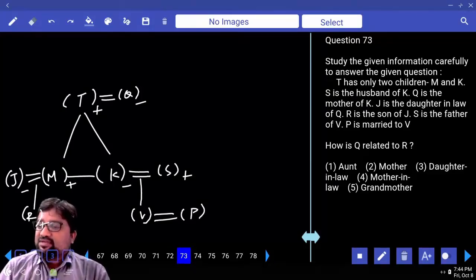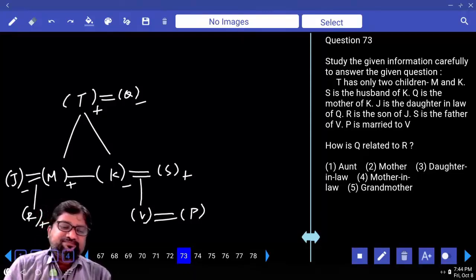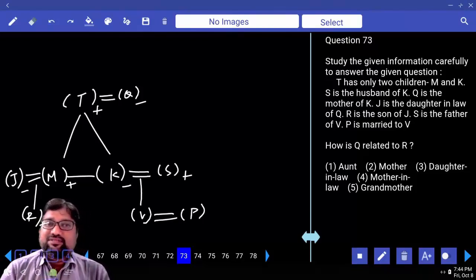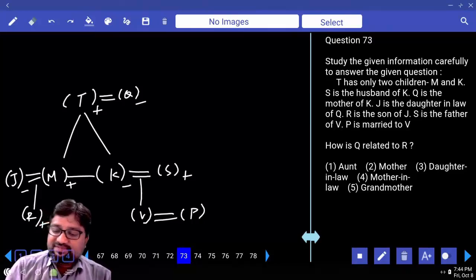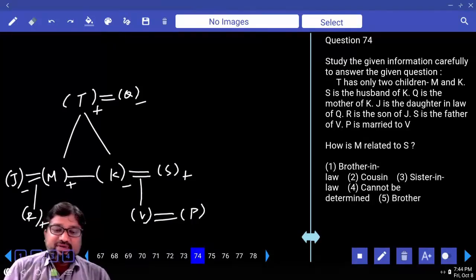What's the first one? How is Q related to R? Grandmother. R's father. Father's mother. What do you call your father's mother as? Grandmother. So option 5 is the answer. How is M related to S?